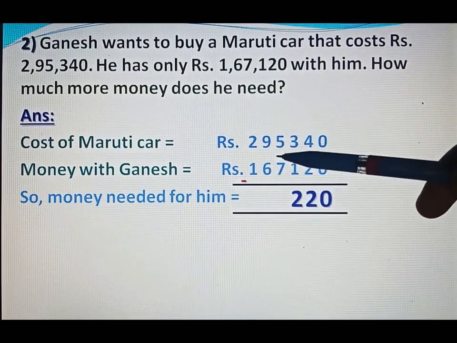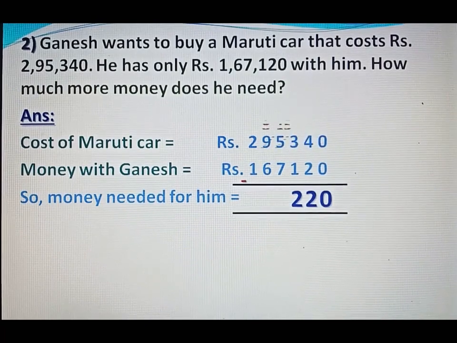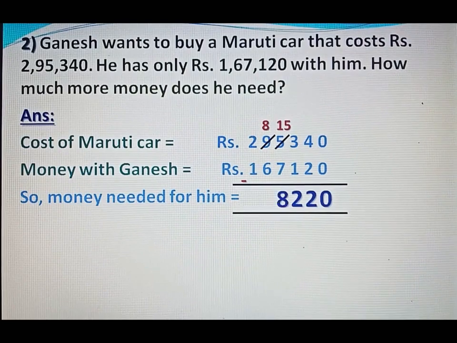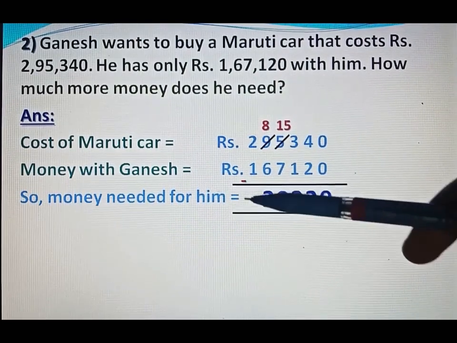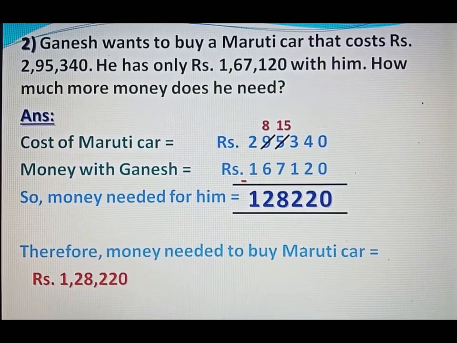Now this 5 is smaller, so we will borrow from 9. It will be 8 and this 5 will be 15. So 15 minus 7, 8. This 8 minus 6, 2. This 2 minus 1, 1. So therefore money needed to buy the Maruti car is rupees 1,28,220.